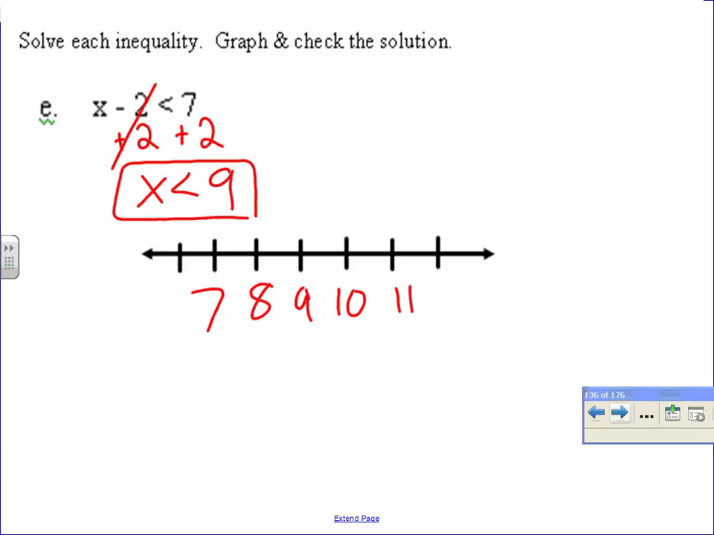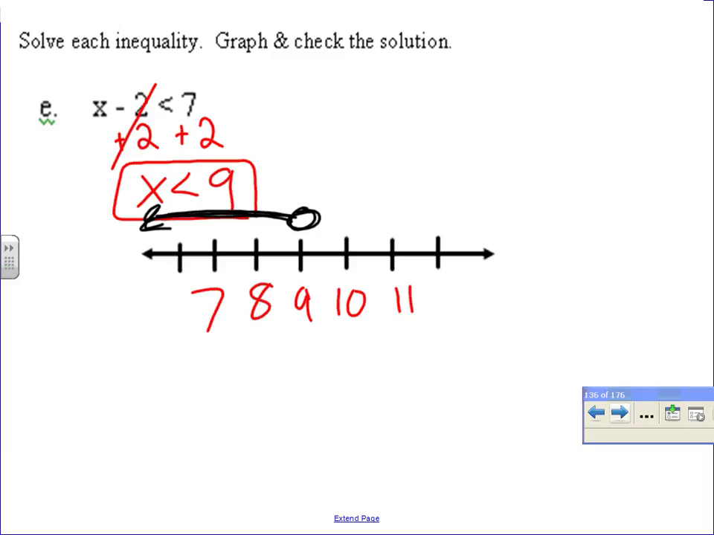So if x is less than 9, Donatus, do we have an open or closed circle above 9? Why is it open? Good, it's less than 9. Should the arrow be going to the left or to the right? Mary? Good. The arrow should be going to the left because x is less than 9. That's your answer.